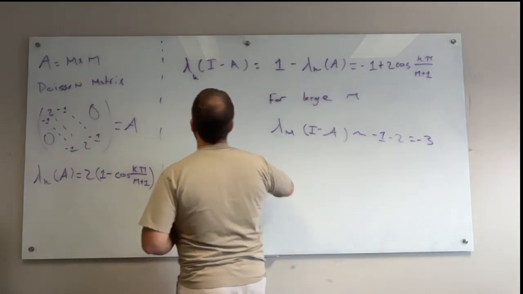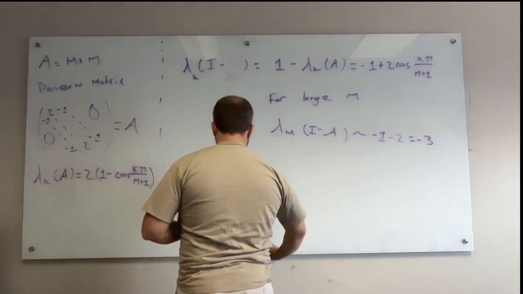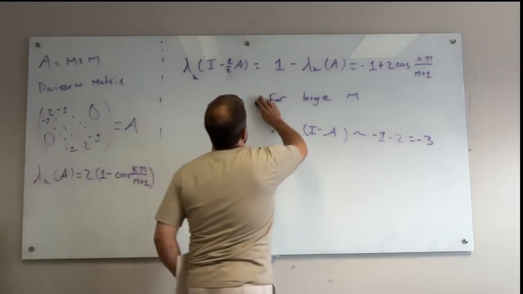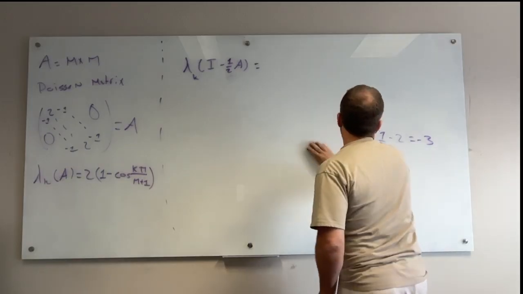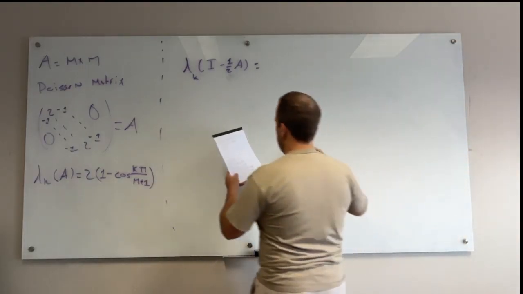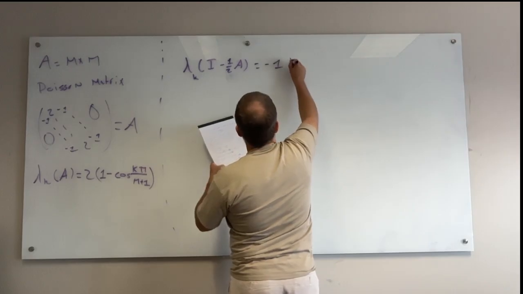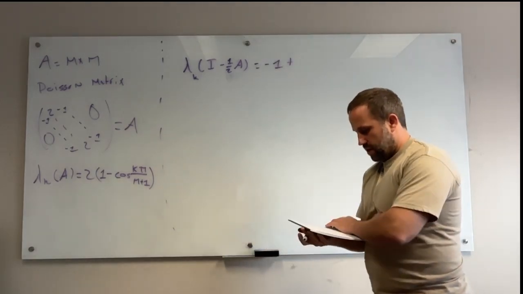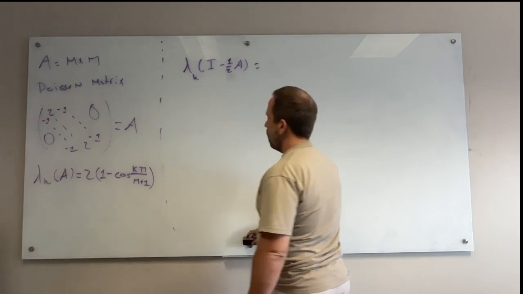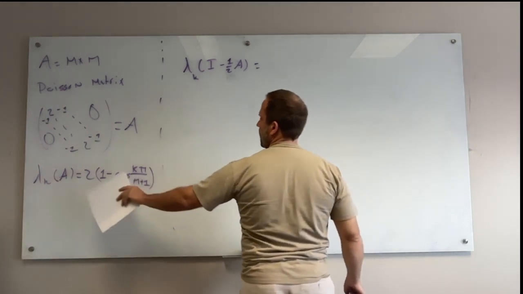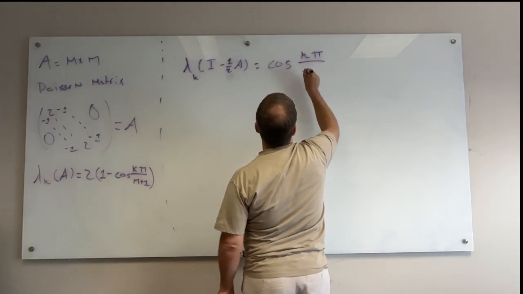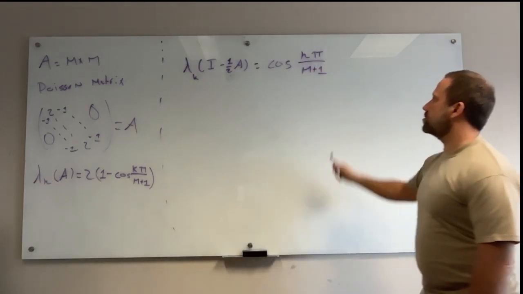Okay, but we saw that if we preconditioned it, what we ended up with was an iteration matrix that is 1 minus 1/2 A. And so now the eigenvalues of 1/2 A are just going to be half of the eigenvalues of A. What we're going to get here is that this 2 goes away, 1 minus 1, and we're just going to end up with cosine of k pi over m plus 1. These are the eigenvalues.